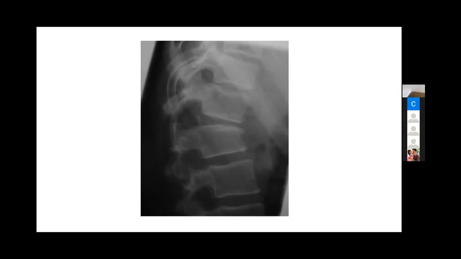I would get a CT scan as well. If you get a CT scan, it will give you the information about the bony anatomy. If you want to fix them, more likely you need to fix them because they're unstable. So you get a CT scan as well to see the bony anatomy.